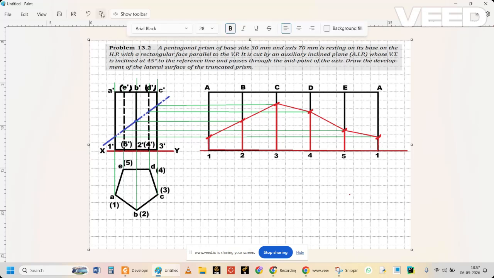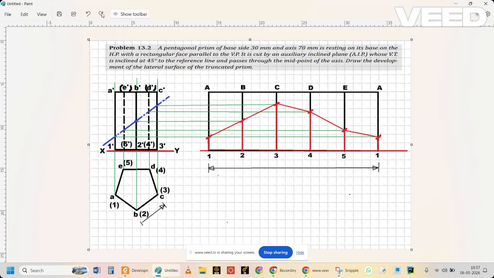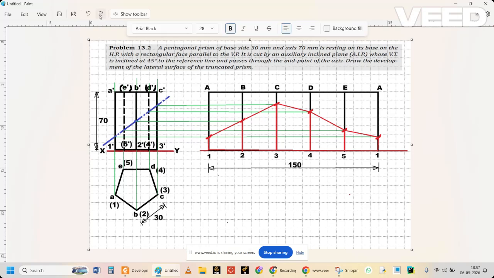Now, after finishing this, you have to go for marking all the dimensions. The side of the pentagonal prism is 30 mm and the height is 70 mm. The total length of the developed surface is 150 mm and the angle we have to mention is 45 degrees. All dimensions are in mm, scale 1:1. That's all. This is the development of a pentagonal prism which is cut by a cutting plane.